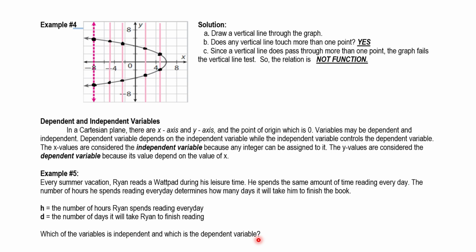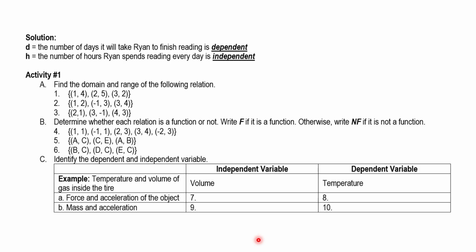What do you think? Okay, here is the solution. Our dependent variable is the number of days it will take Ryan to finish reading, while our independent variable is the number of hours Ryan spends reading every day. Why? Because the number of days it will take Ryan to finish reading will depend on the number of hours he spends reading every day.